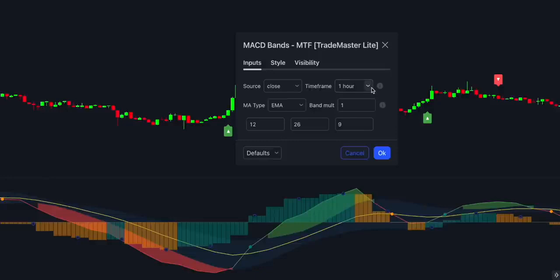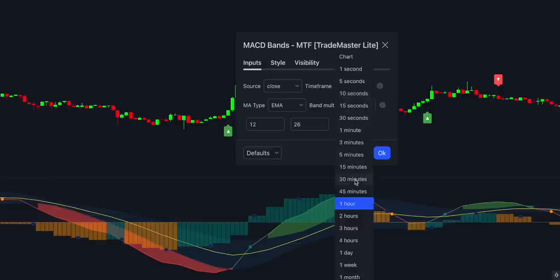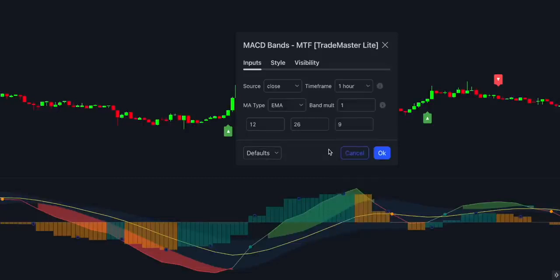My recommendation is to set the MACD 2 time frames higher than the current one. For example, if you use a 5-minute chart, set the MACD time frame to 45 minutes. If you're on a 15-minute chart, set the MACD time frame to 1 hour. However, you can experiment with the settings to find even better ones.